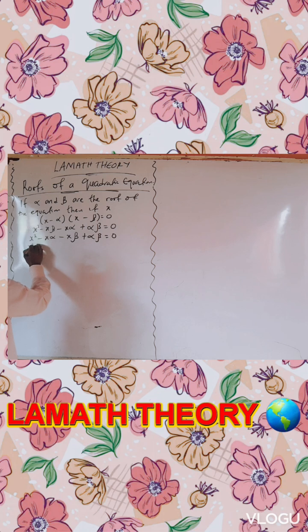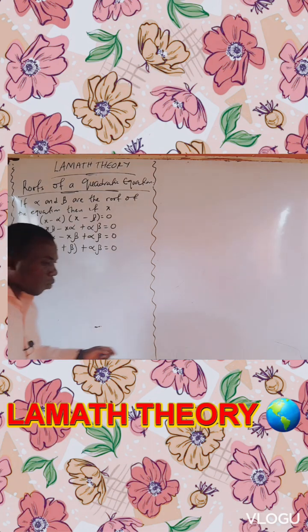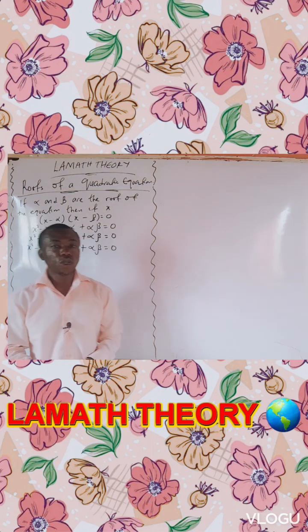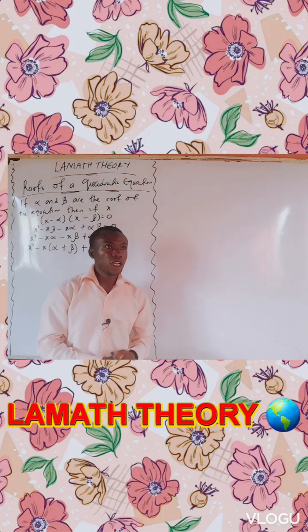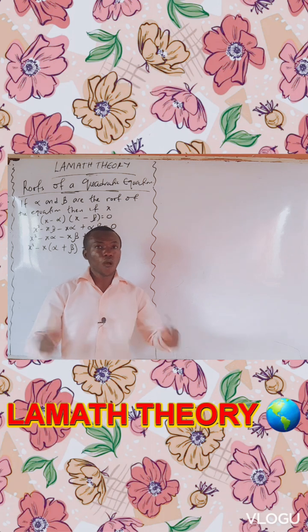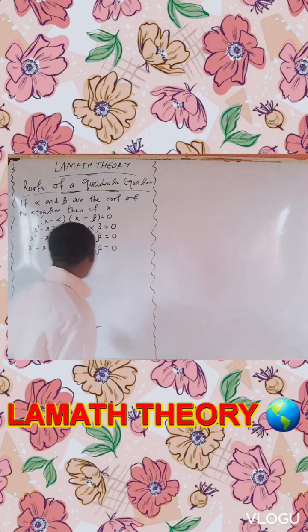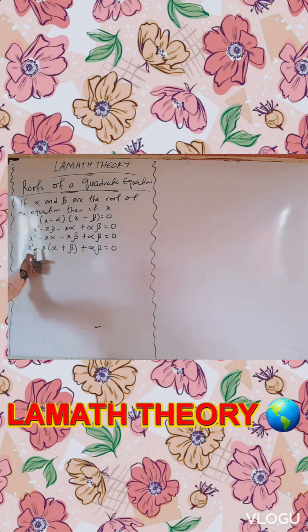So we have x squared, are we together? Minus x is common here, so I'm going to have x squared minus (alpha plus beta)x plus alpha beta equals 0. Are we together now? Now, when we are dealing with factorization, we talk about the sum and the product. Apart from the sum and the product, we also talk about the coefficient. Now, what is the coefficient of x squared here?